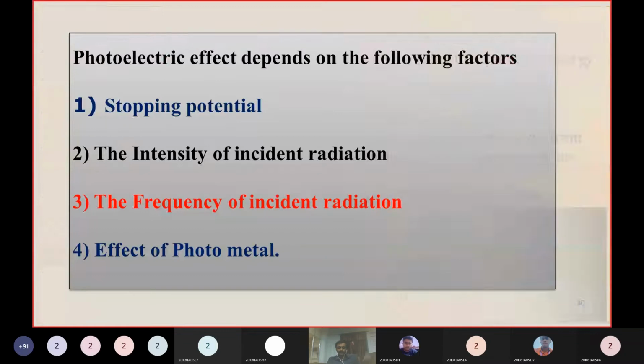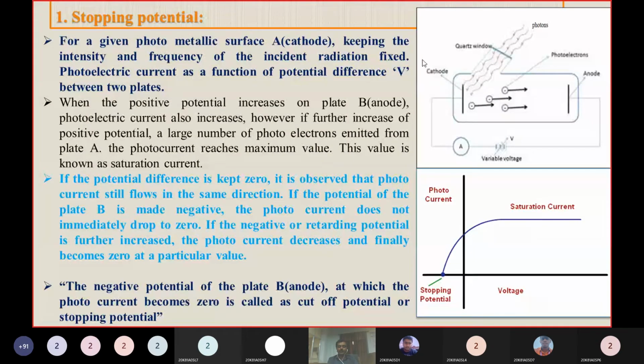Now, the photoelectric effect depends on the following factors. The first one is the stopping potential, the second one is the intensity of incident radiation, the third one is the frequency of incident radiation, and the fourth one is the effect of photometal. First we will discuss the stopping potential.